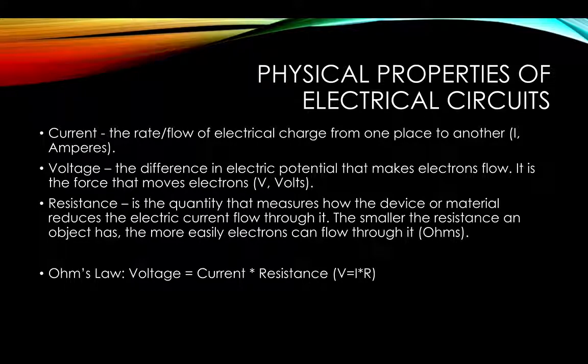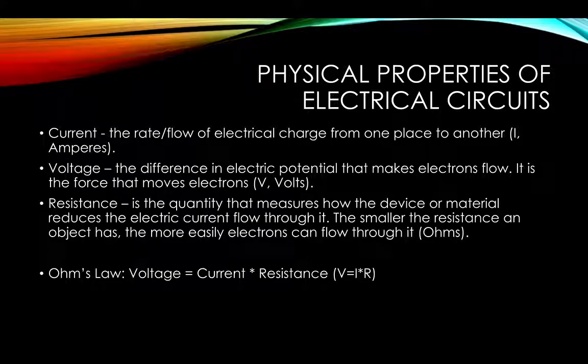So before I go any further, I wanted to define some terms that are used in the electrical circuit world. These are three components that are really important to any circuit or just anything electrical. The first one being current. It's the rate of flow of electrical charge from one place to another. It's normally denoted with an I, and it's measured in amps or amperes.